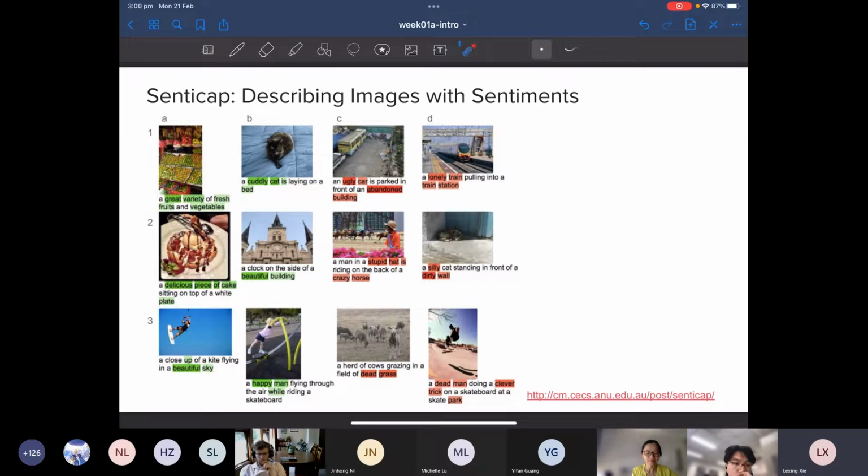The more green it is, the more positive. The more red it is, the more negative. And you can see that it does a pretty good job in some cases, like a great variety of fresh fruits and vegetables, or ugly cat in front of an abandoned building. I think this is very much appropriate, but it does not stand much scrutiny. Here it says, a man in a stupid hat is riding on the back of a crazy horse. That's not correct. It's a grammatically correct sentence, but it does not describe what's in the scene. The person wearing the hat is not riding a horse. And furthermore, it violates common sense, right? A dead man doing a clever trick on a skateboard at the skate park, which is a laughing stock.